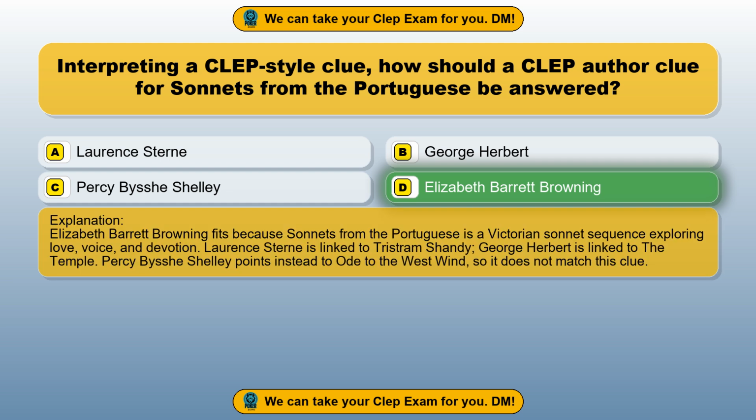Elizabeth Barrett Browning fits because Sonnets from the Portuguese is a Victorian sonnet sequence exploring love, voice, and devotion. Lawrence Sterne is linked to Tristram Shandy, George Herbert is linked to The Temple. Percy Bysshe Shelley points instead to Ode to the West Wind, so it does not match this clue.